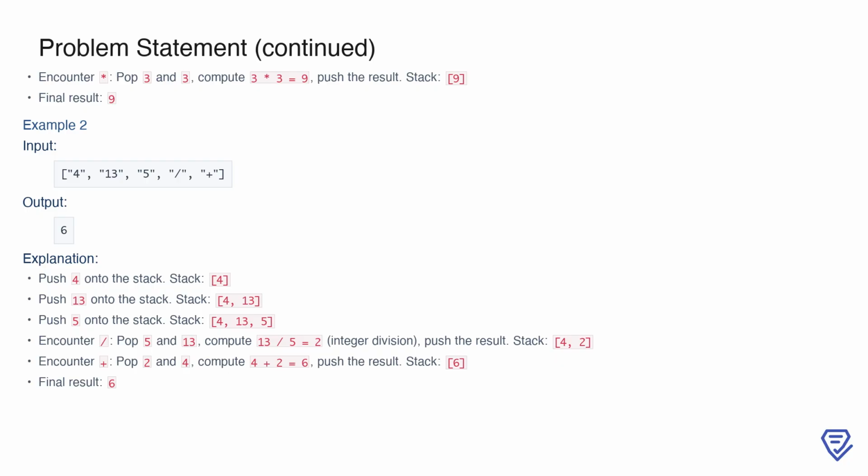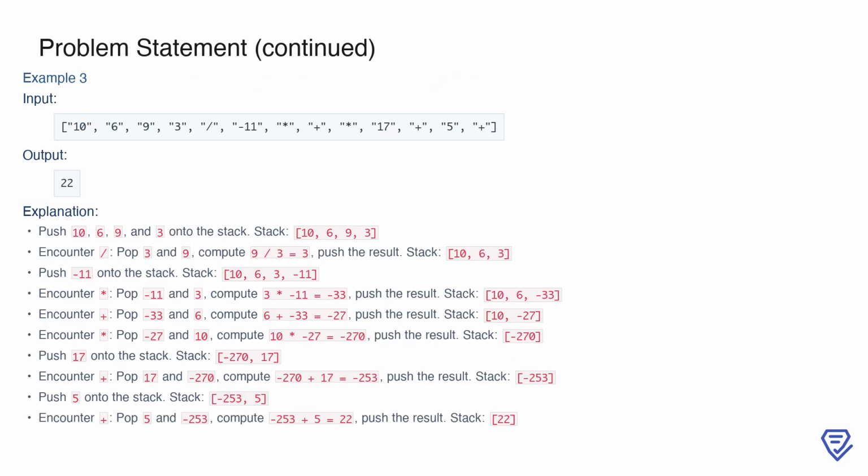Another example will help illustrate further. Suppose the input is 4, 13, 5, forward slash, plus. First, we push 4, 13, and 5 onto the stack in order. When we encounter the forward slash operator, we pop 5 and 13, compute 13/5 using integer division, which results in 2, and push 2 back onto the stack. Then, we encounter the plus operator, pop 2 and 4, compute 4 plus 2, and push the result, which is 6, back onto the stack. The stack now contains only one element, and that is the final result, 6.